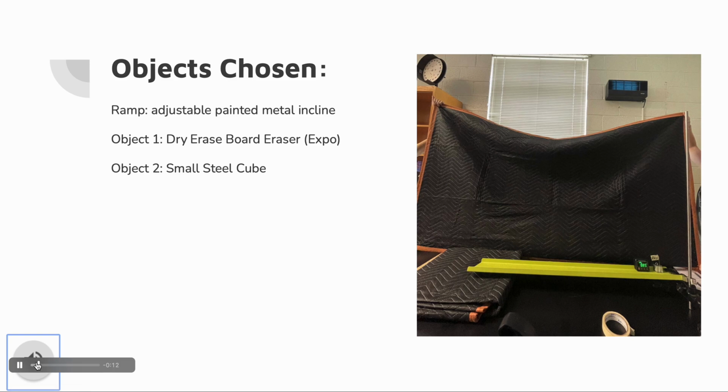The objects we chose for our experiment specifically was the adjustable painted metal incline, and our object 1 was a dry erase board eraser, and object 2 was a small steel cube.